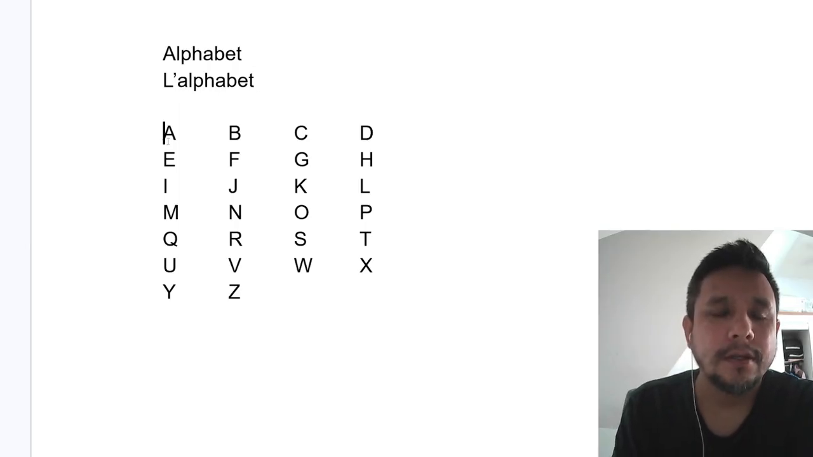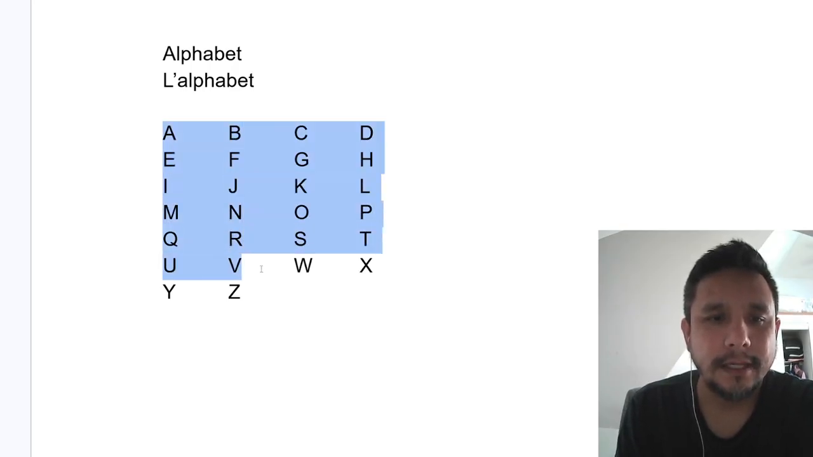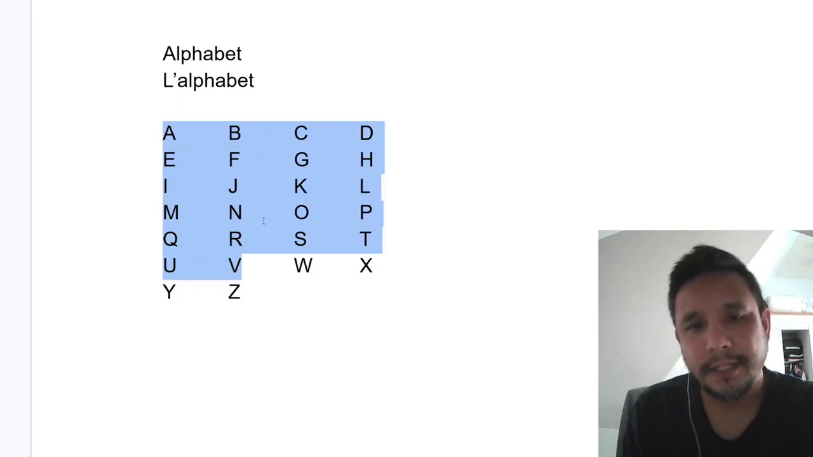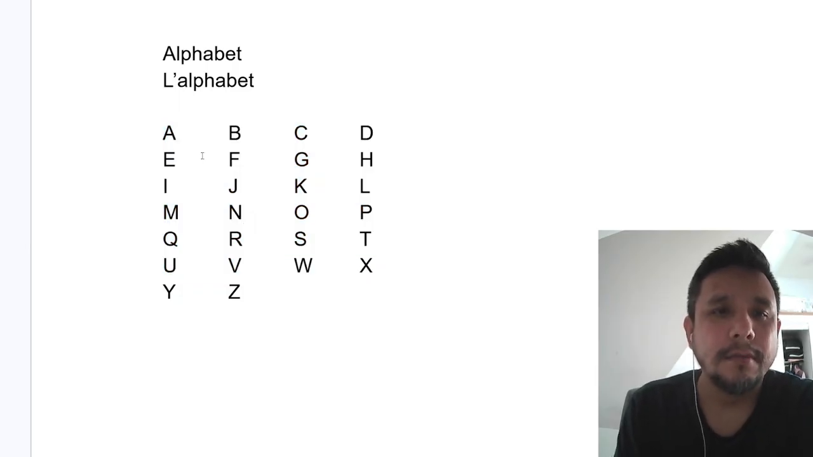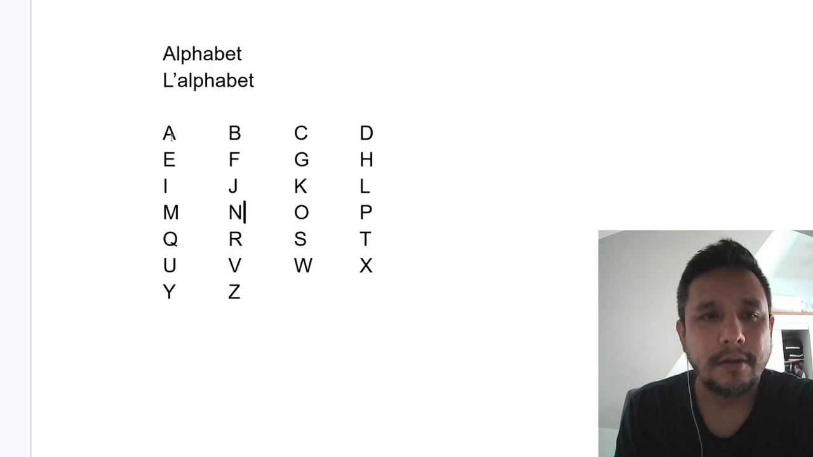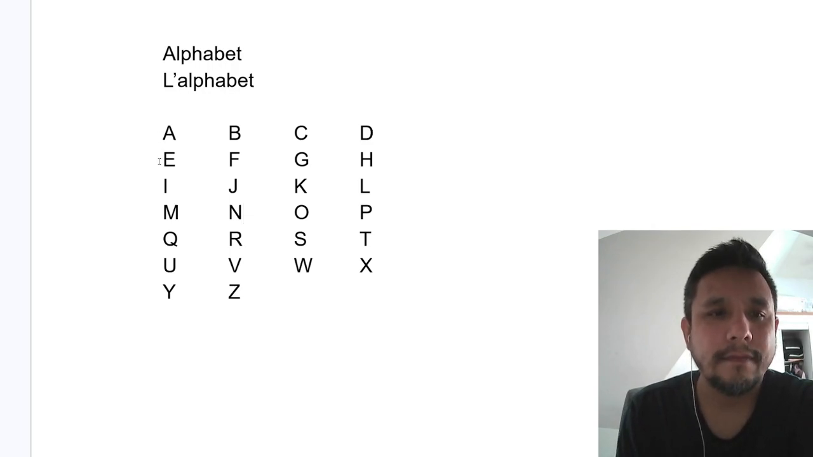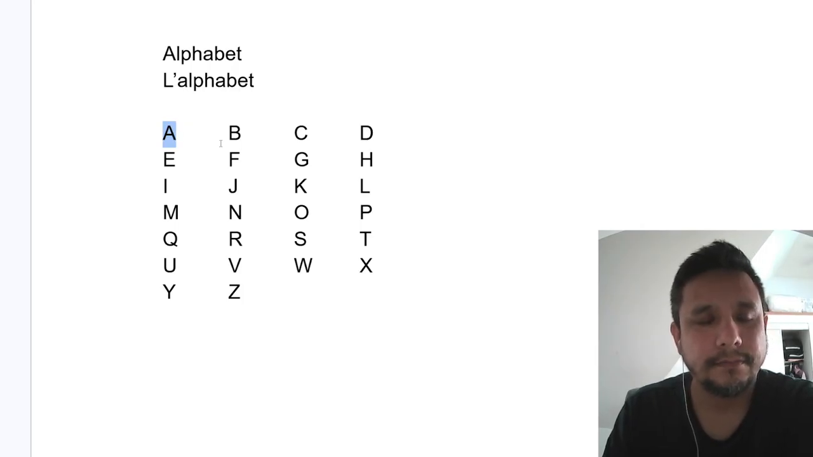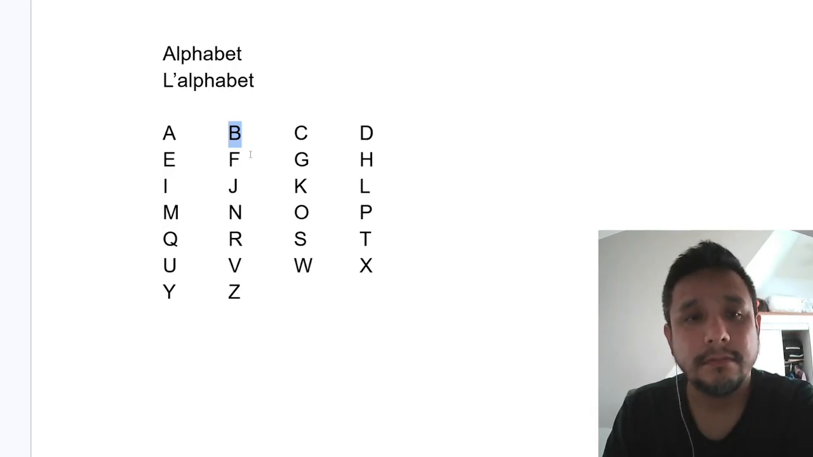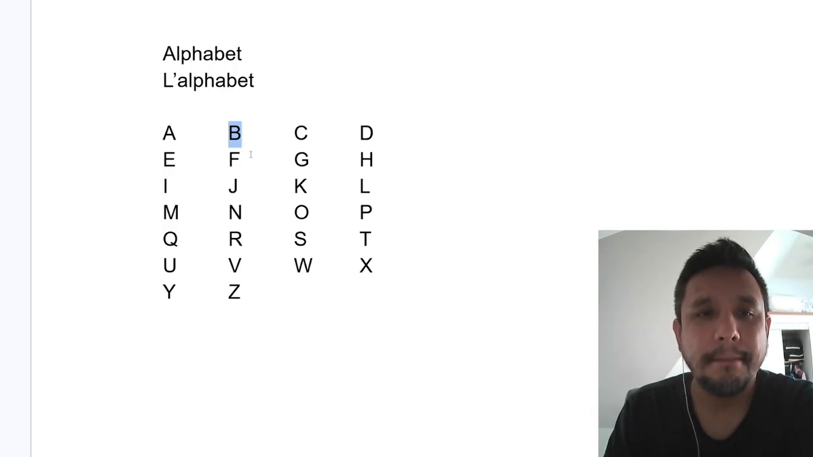Okay, and also the alphabet is the same, A to Z, but the way they are pronounced is different. Okay, so first of all, we have A. Okay, this is A, not A, but A. This is B, a little different from English. Not B, but B.